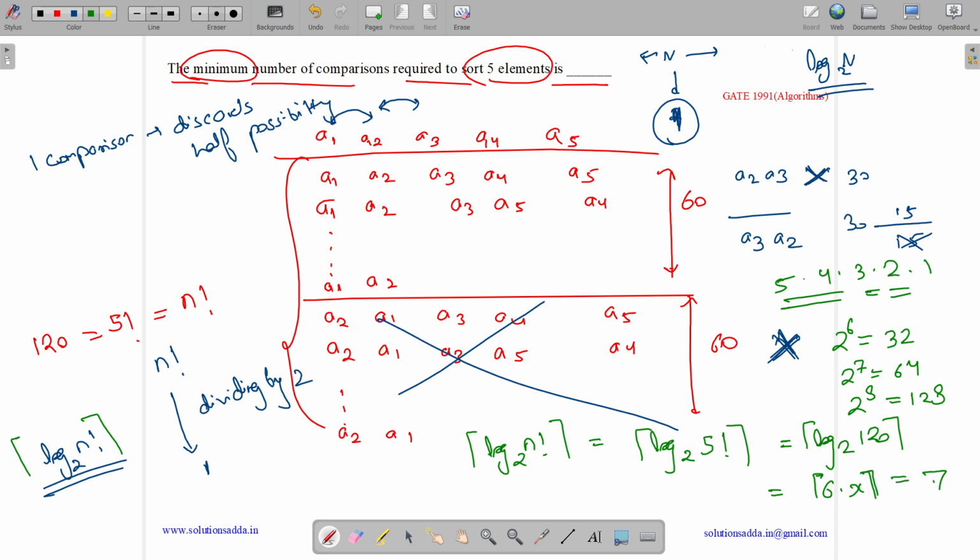So we can write it as 7. So we need 7 comparisons, the minimum number of comparisons to sort 5 items. So the answer is 7.